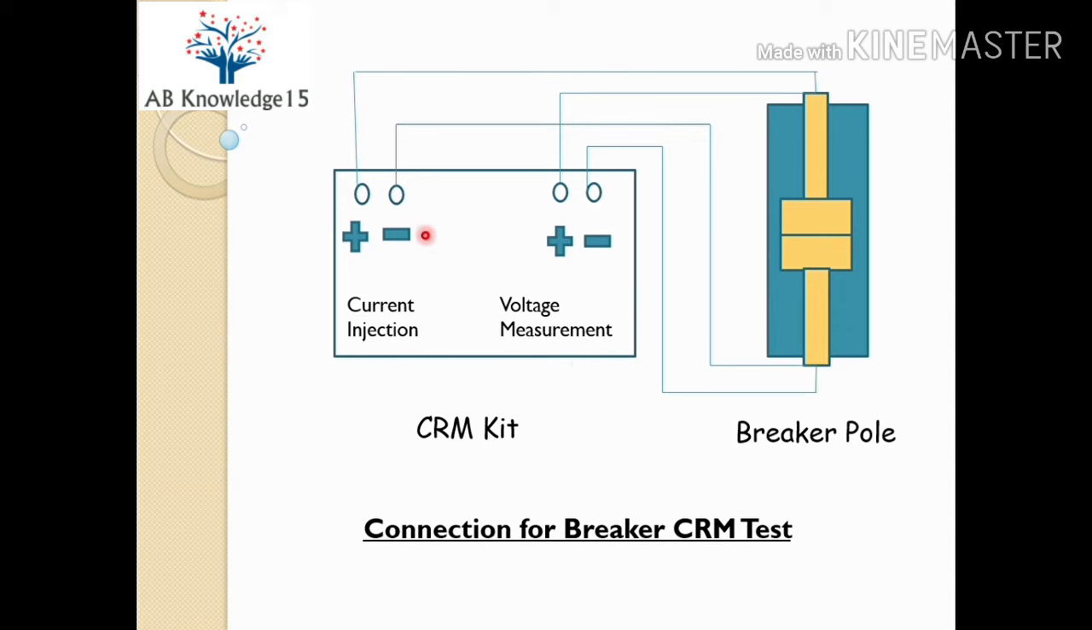So this is the connection of the kit to one breaker pole. As you can see here, the breaker is in the closed condition, and two wires are connected for current injection, one at the upper side and one at the downside, and two wires are used for voltage measurement, one at the upper side and one at the downside. So this is the connection for the breaker CRM test.